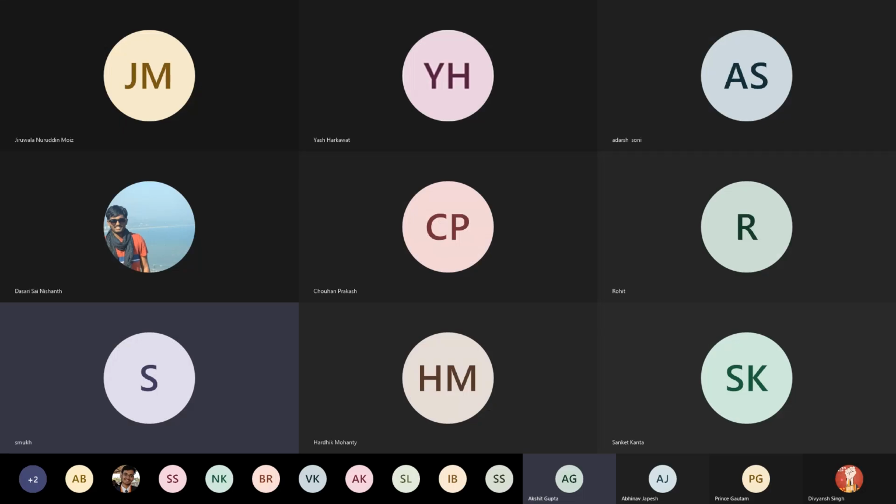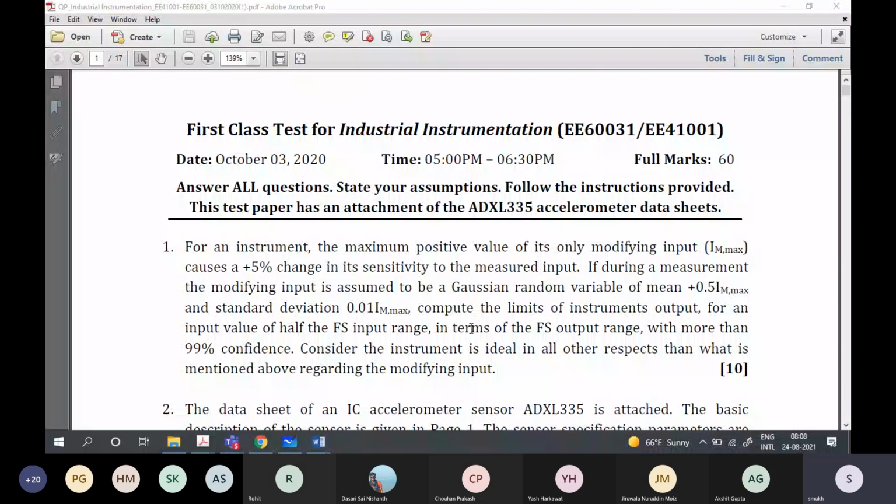Yes, sir. Good. Okay. Can you see the screen? Can you see the screen? Yes, sir. Look at problem number 1. This came in first class test last year.